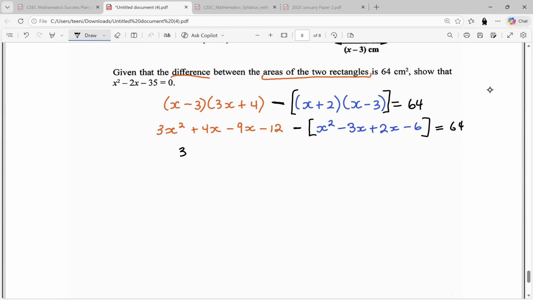3x squared has no other term in x squared, so that'll just be 3x squared. 4x take away 9x is negative 5x minus 12 minus, simplifying what's inside here, it'll be x squared minus 3 plus 2 is minus x.